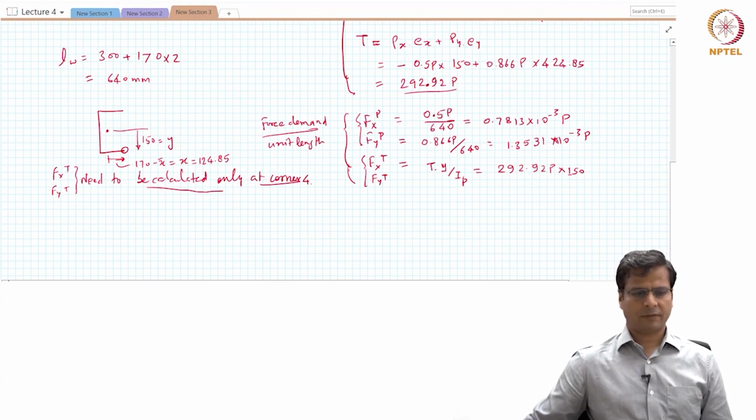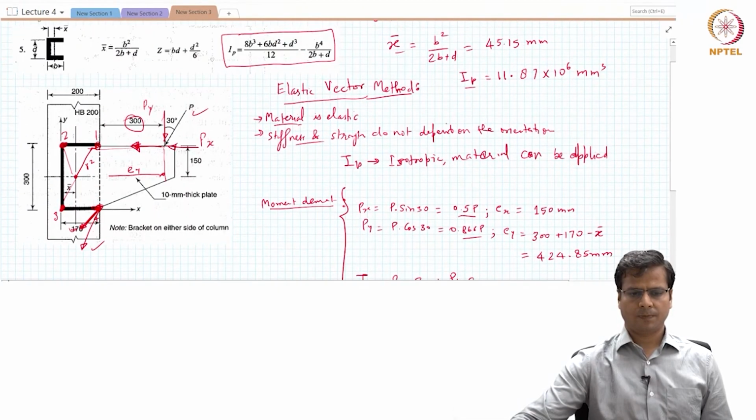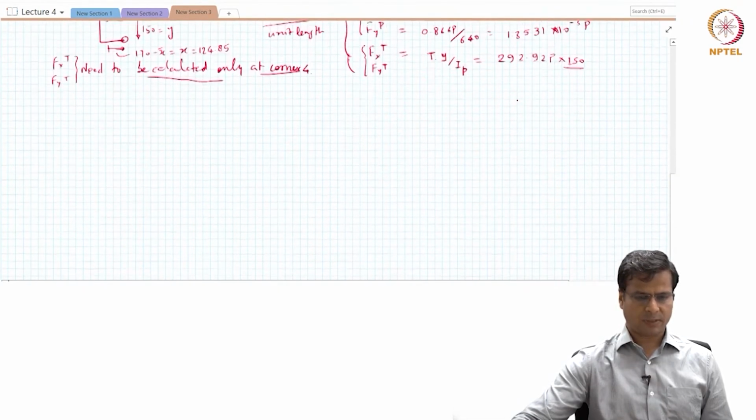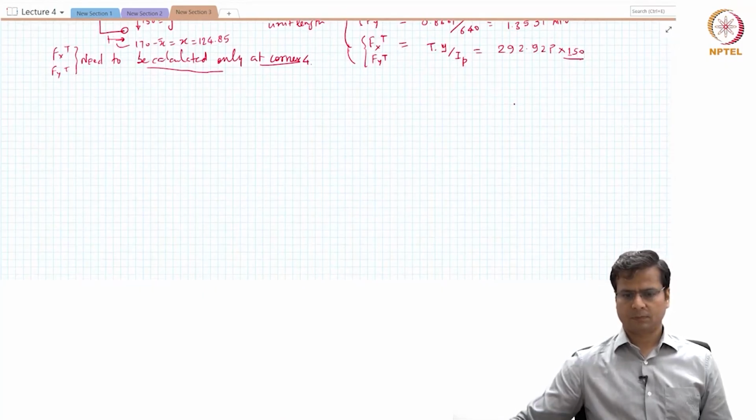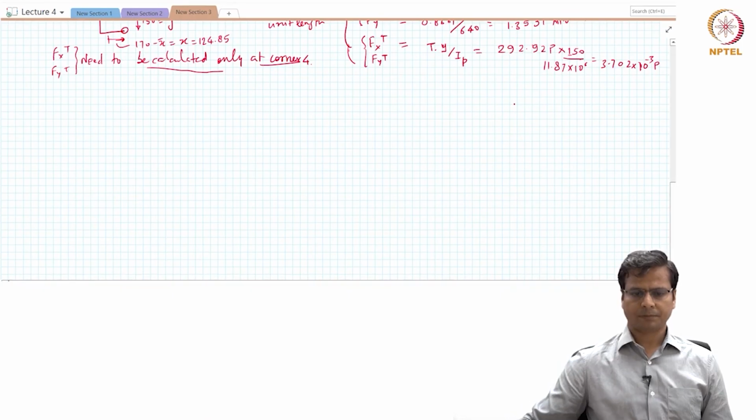So we substitute 150 for y divided by IP. IP we had already calculated, which was equal to 11.87 into 10 to the power 6. And this turns out to be 3.702 multiplied by 10 to the power minus 3 P.